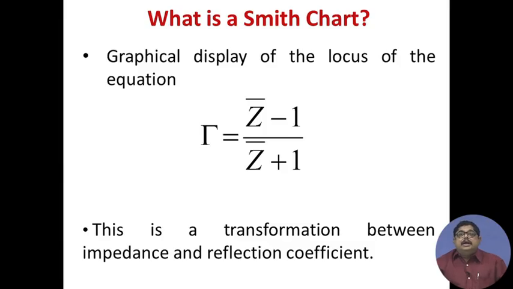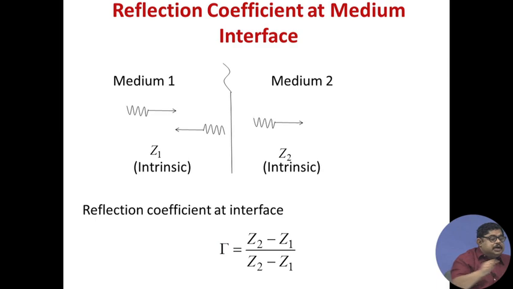So, we can call the Smith chart a transformation between impedance and reflection coefficient. Now, what I said is that if you have a medium 1 with an intrinsic impedance Z1 and it falls on a medium 2, there is an interface between medium 1 and 2 where they are joining. Medium 2 has some other intrinsic impedance Z2.